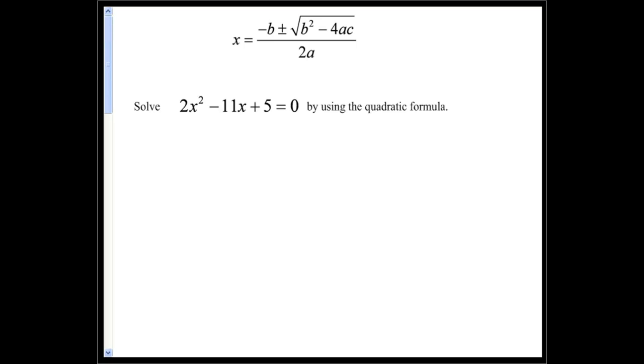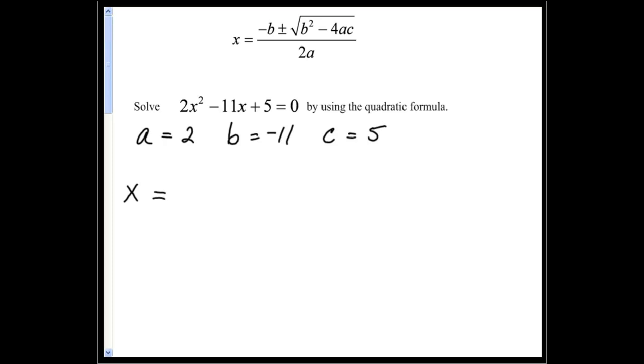So in this example, you first need to make sure it's set equal to 0. Yes, it is. It's in standard form. Then let's identify a, b, and c. A is 2, b is negative 11, c is 5. And we're going to substitute these values for a, b, and c into the quadratic formula.